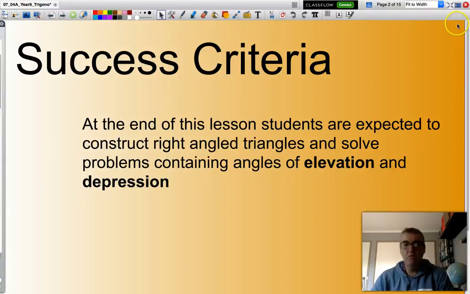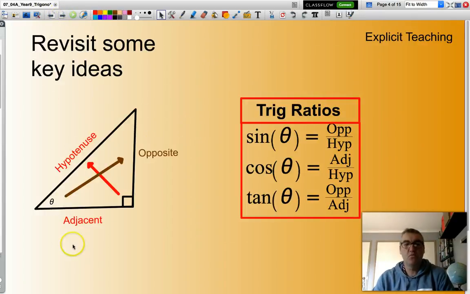Well, hello and welcome. In this presentation, we are going to look at perhaps one of the first applications of trigonometry, and that is working with angles of elevation and depression. Now, just as a recap for this lesson, you need to be comfortable identifying the names of the sides of a right angle triangle, such as hypotenuse, opposite and adjacent.